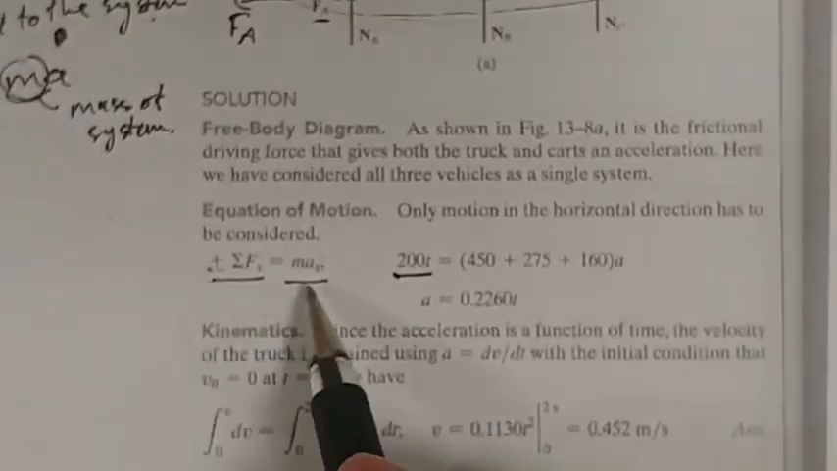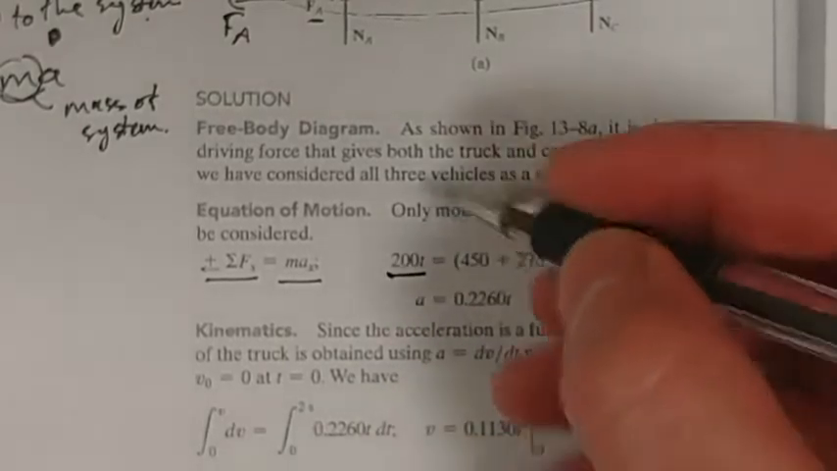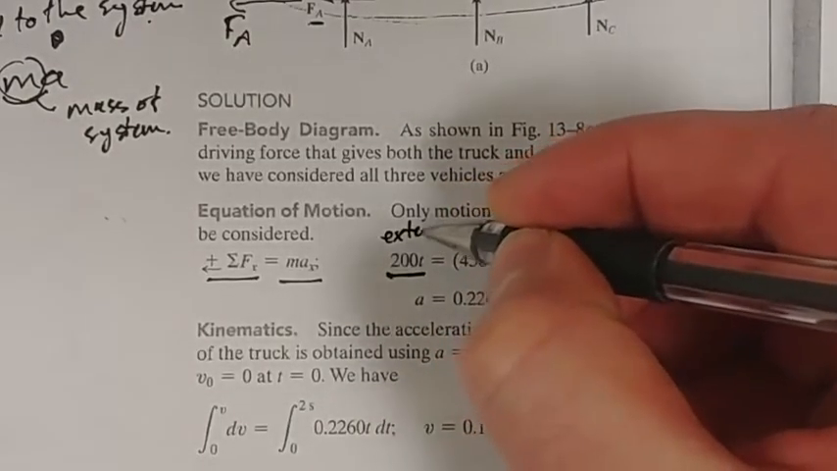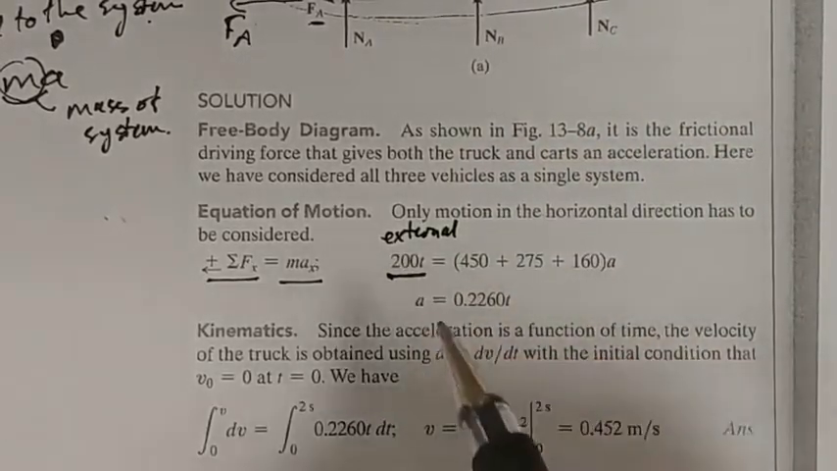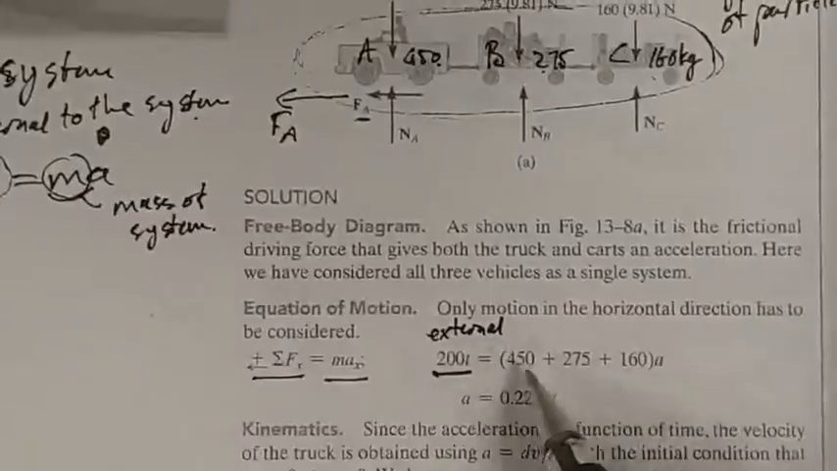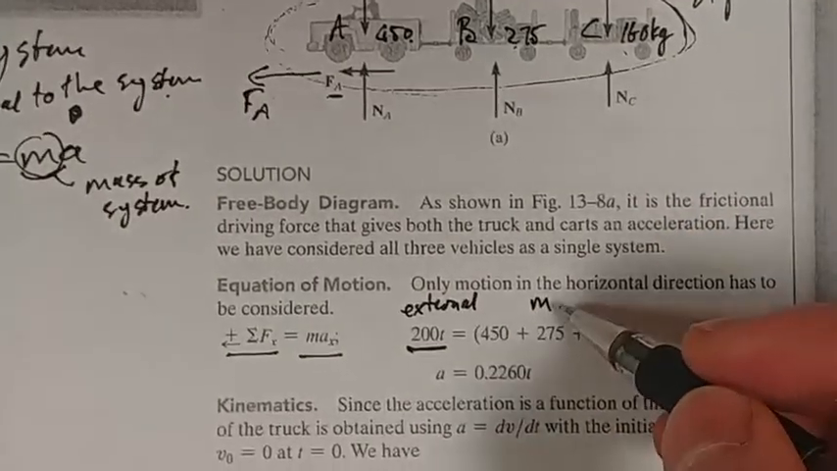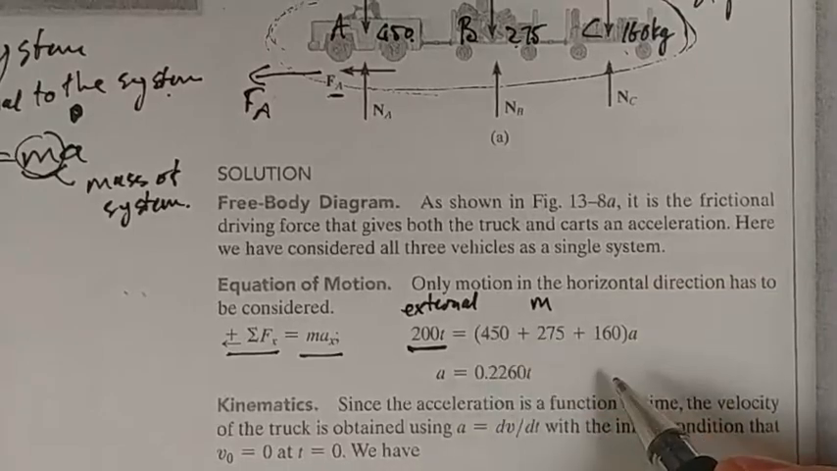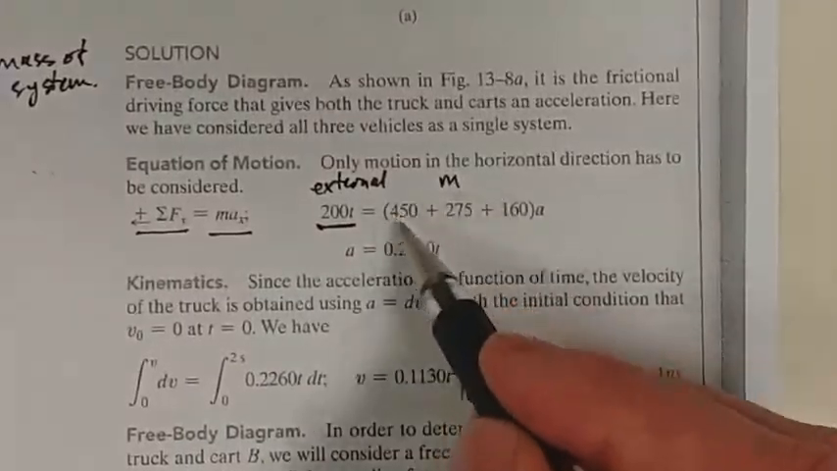So we're only going to look in the X direction. We have 200T. That is the only external force to the system. Okay? I really hope you get that. Then what about M? M is the mass of the system. So the mass of the system is 450 plus 275 plus 160. That's what we have there.